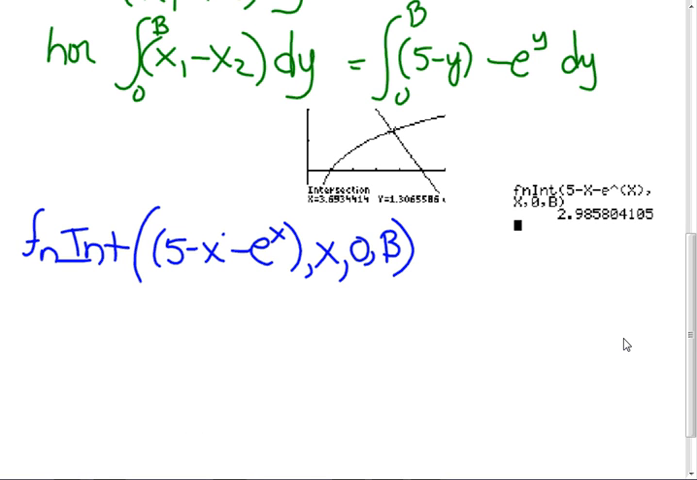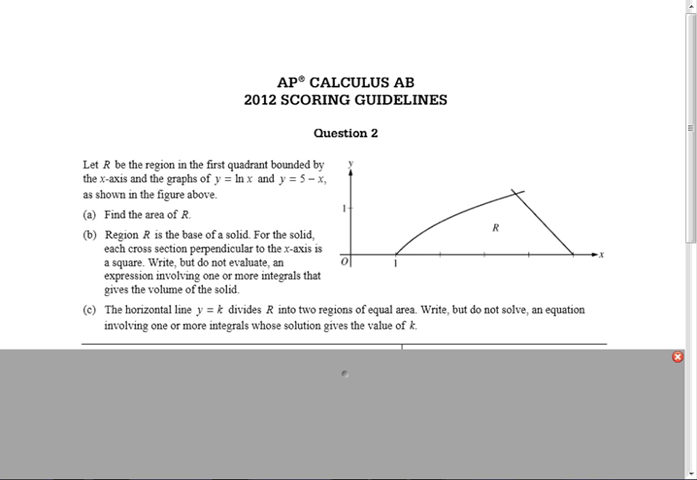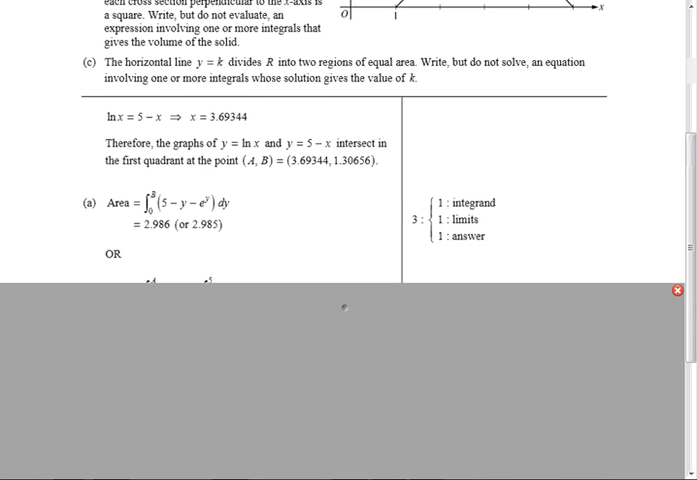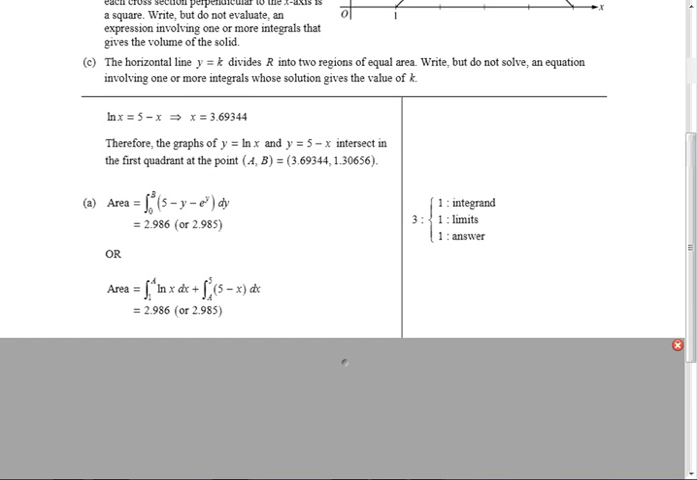That found the area of my region. It's just part A. So if I go back here, you can see how many points we get. It's usually 3 for the area. 1 point for the integrand. Now, if you did it this way, you'd have to have both of those. And then 1 point for your limits. So basically 1 point for knowing these values, one or the other. Give me both, not a problem. And 1 point for the answer. So that wasn't so bad.